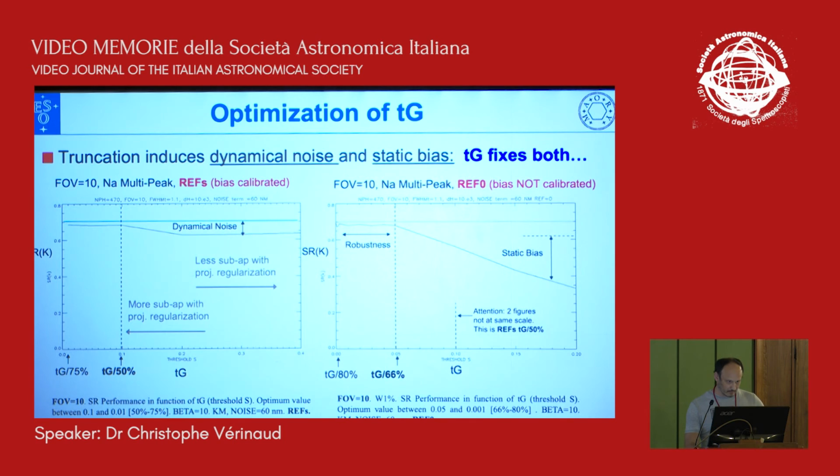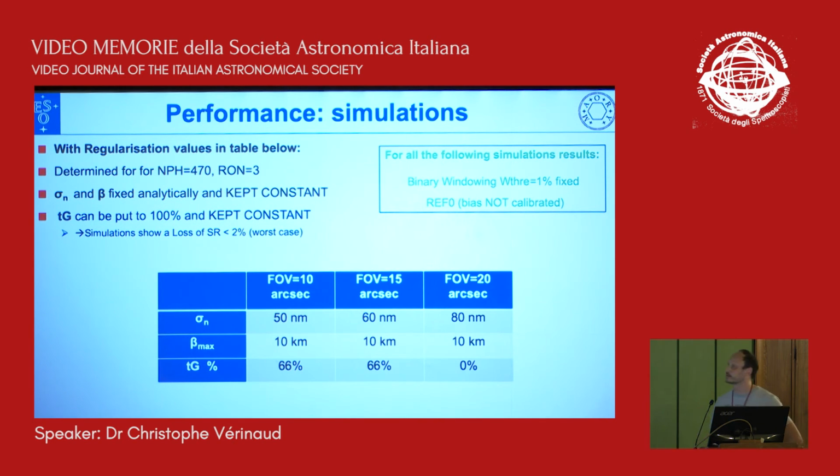So now I will show a few other simulations where I use these variables. I forgot to speak about 2 other variables in the regularization. The first one is just the noise in the non-elongated spots. And beta max here is expressed in kilometers, but it corresponds to 10 arcseconds of mean elongation. And the TG is fixed to 66% for the 2 small fields of view, and the field of view 20 doesn't need regularization because there is no truncation.